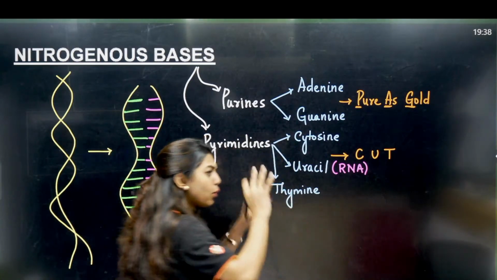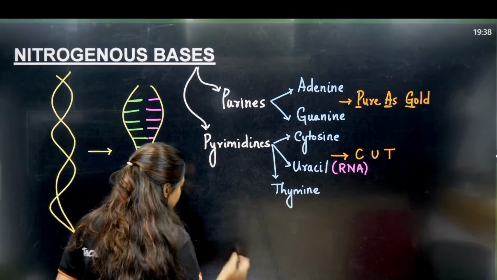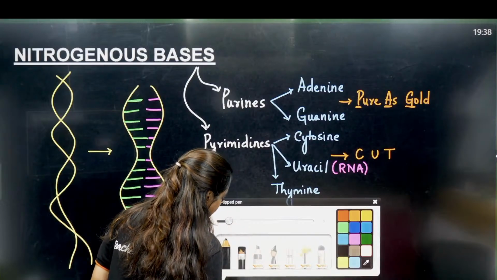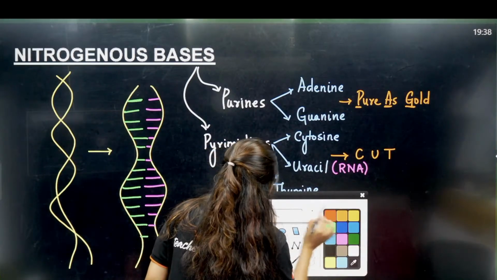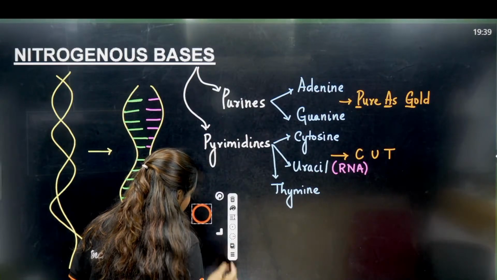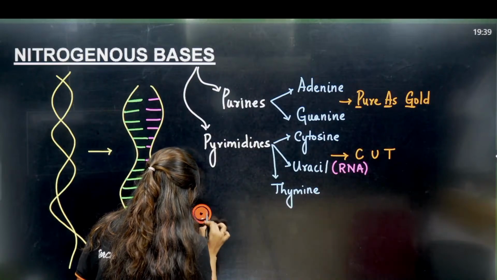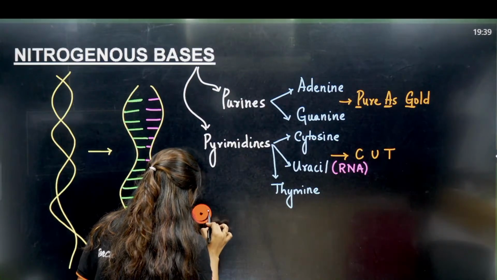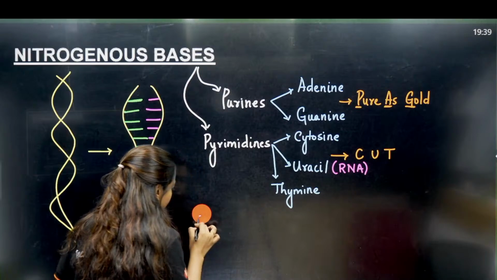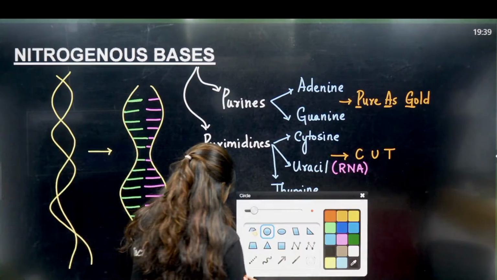So ma'am, now what is the whole structure like? We have sugar, we have... Students basically understand when I am drawing it. Okay, let's draw one beautiful diagram for all of you to understand. So this is how your DNA molecule looks. This is your phosphate group. Clear? The red dot is your phosphate group.